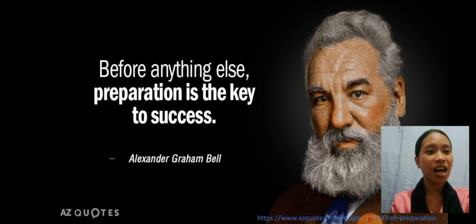Good day again, learners. I have a quote here from Alexander Graham Bell. Let me read this to you. According to him, before anything else, preparation is the key to success. So in order for us to succeed in what we do or what we need to do, we need preparation for us to present our goals and objectives.